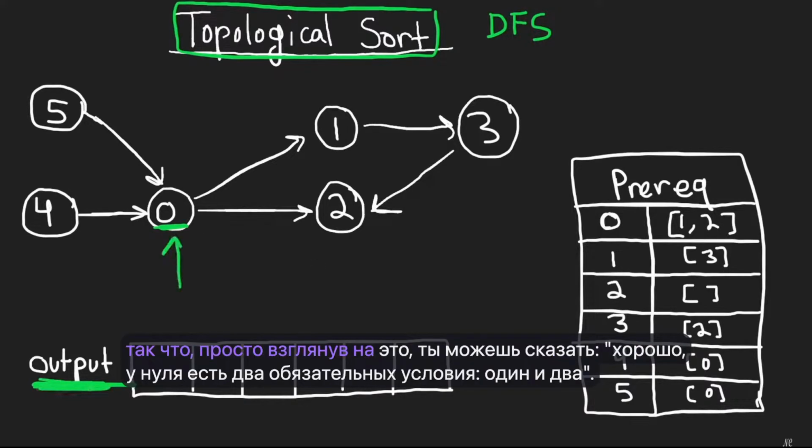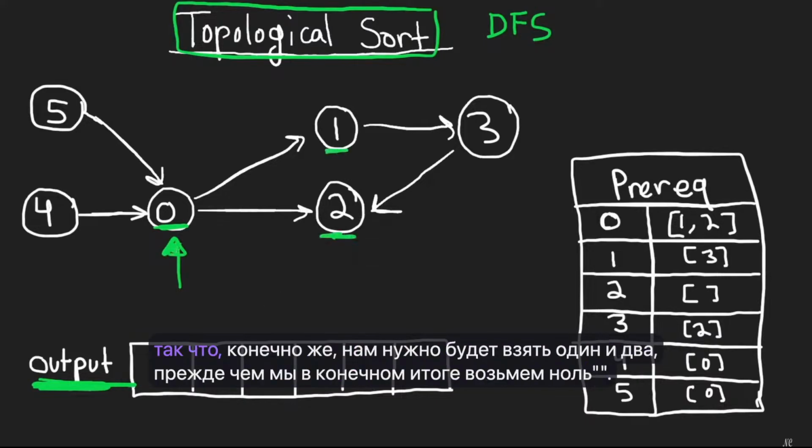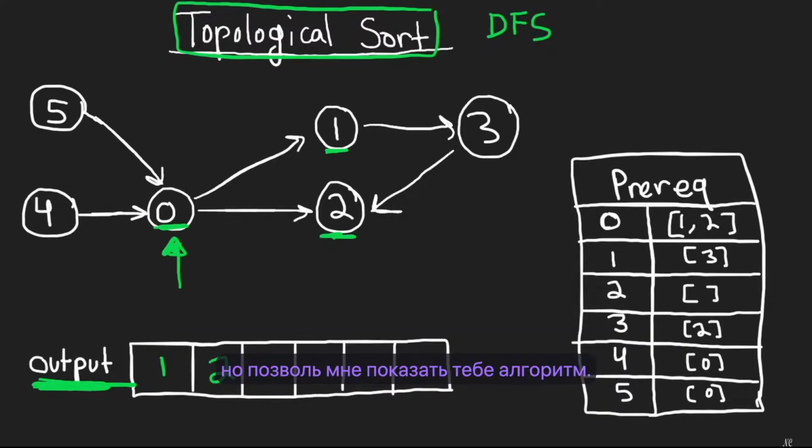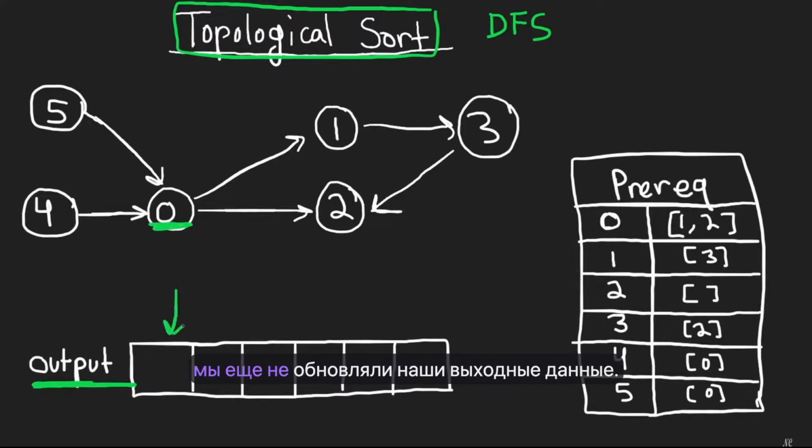So just by looking at it, you can tell, okay, 0 has 2 prerequisites, 1 and 2. So of course, we're going to need to take 1 and 2 before we end up taking 0. But let me show you the algorithm. So let's start at 0. We don't update our output yet. We want to take the prerequisites first.